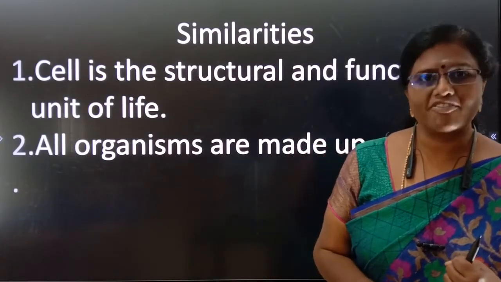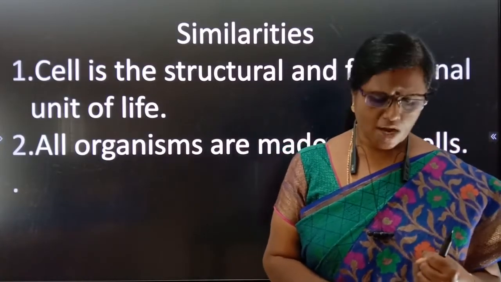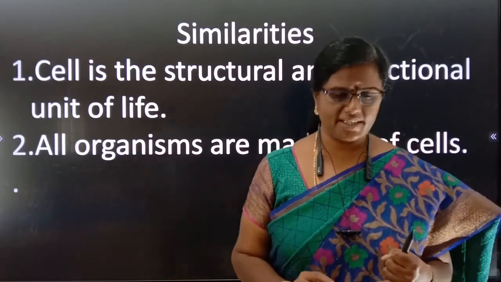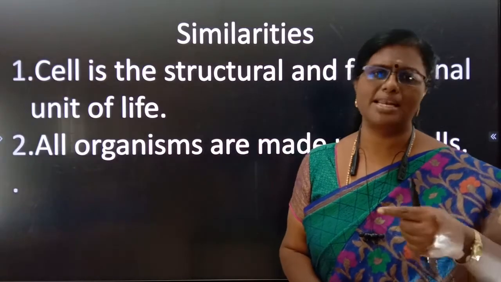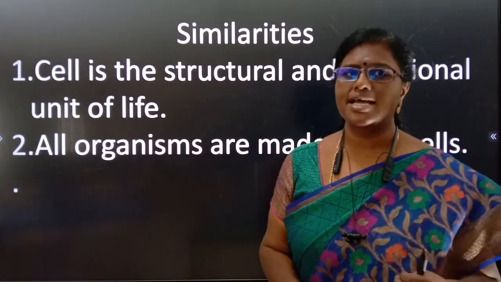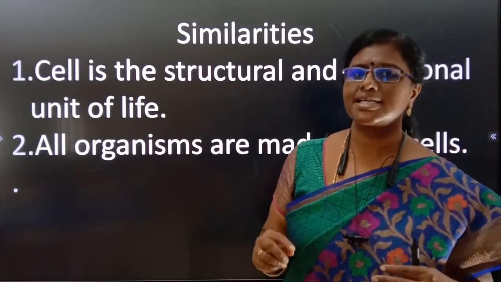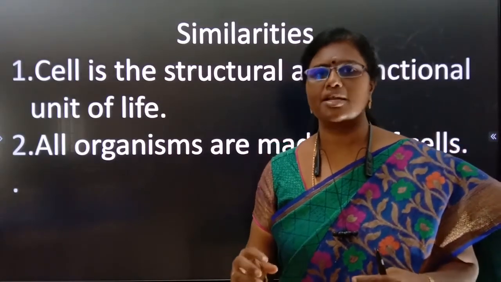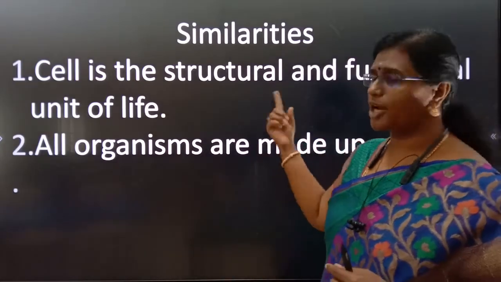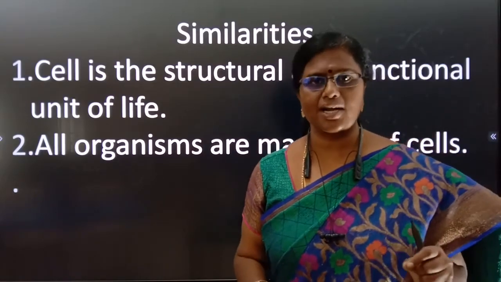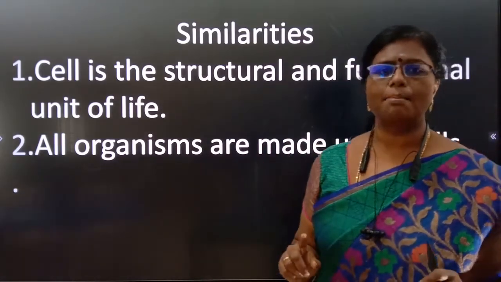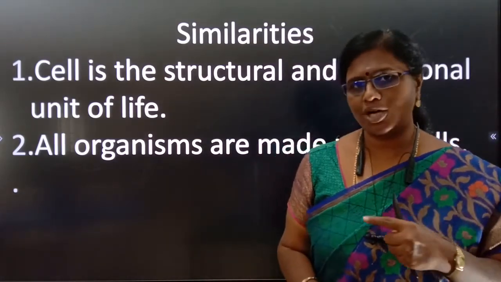The first point we can conclude from this is that all organisms are made up of cells. Each and every organism, for example a small animal like an ant, has cells. Plants have cells. The elephant, the large animal, has cells. So, each and every living organism is made up of cells. So, the first point we can say is the cell is the structural and functional unit of life, and all organisms are made up of cells. I think you would have found out these points.